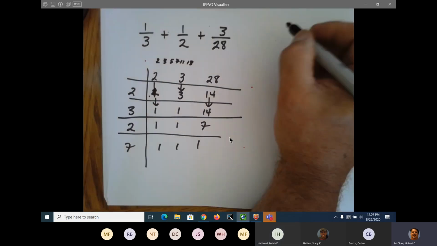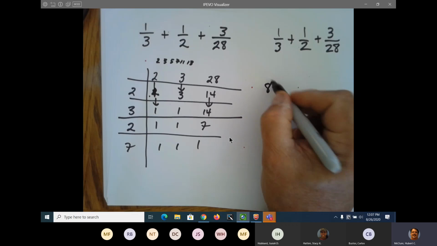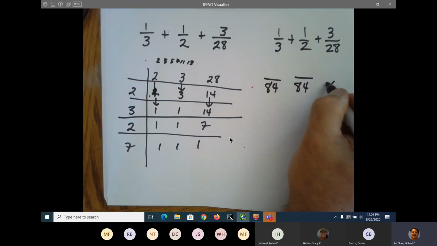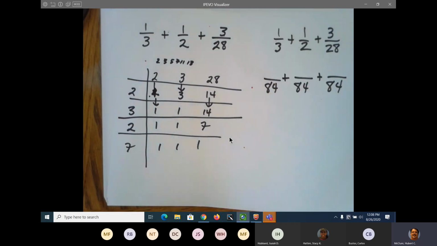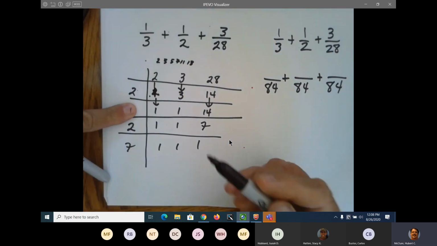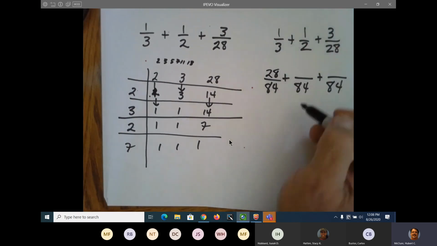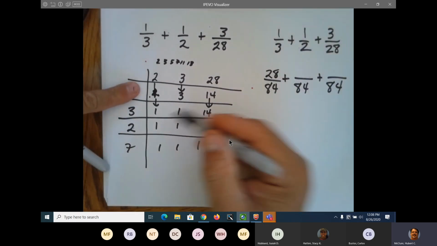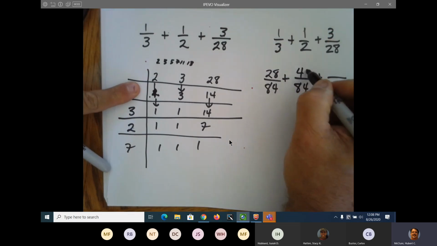So here we go. 1 over 3 plus 1 over 2 plus 3 over 28. And I said 84, 84, and 84. And this is the trick right here that I love. How many times will 3 go into 84? Cover up the 3. 4 times 7 is 28. 28 times 1 is 28. How many times will 2 go into 84? Well, it's going to be 6. That'll be 42. 42 times 1 is 42.